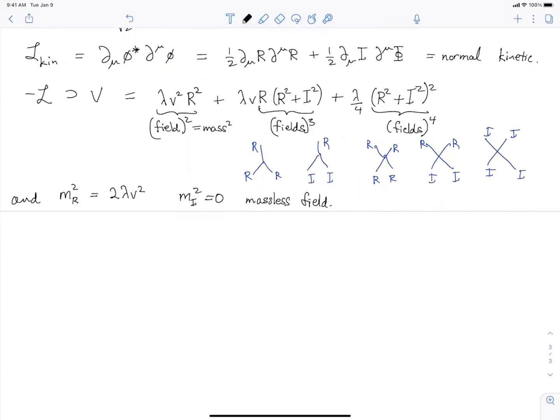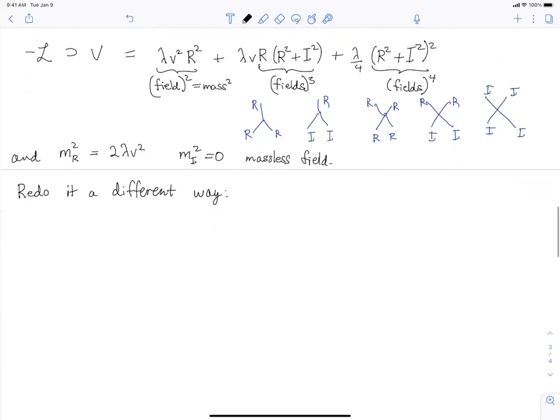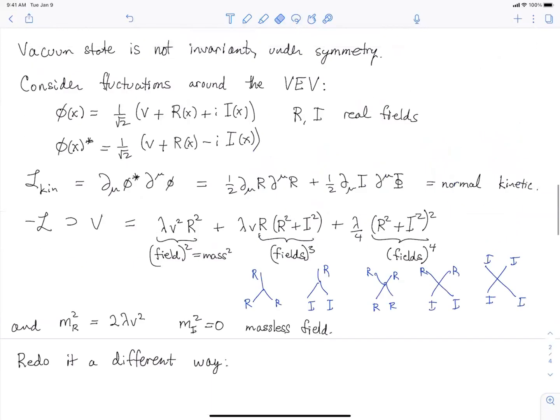It's so important that we're going to redo it a different way now. This has the same physical content, but it's going to look different. So our different way this time is, instead of expanding our field in a real and imaginary part, I'm going to expand it as a real part times a complex phase.